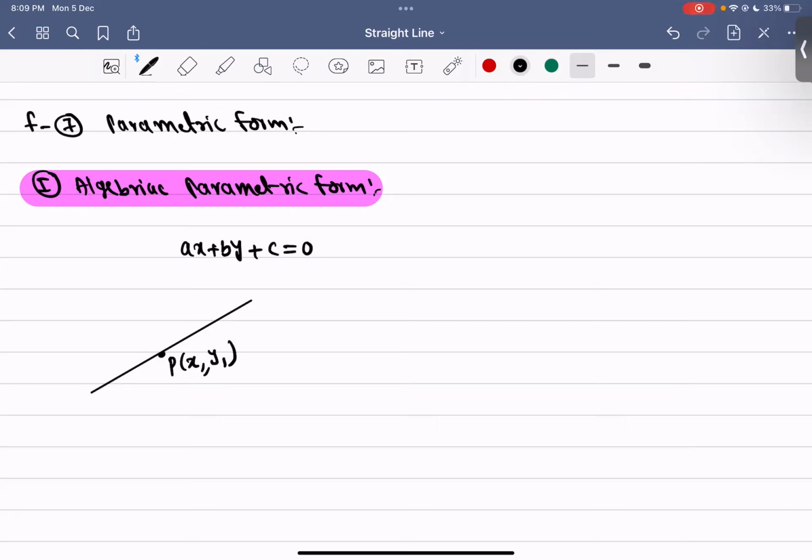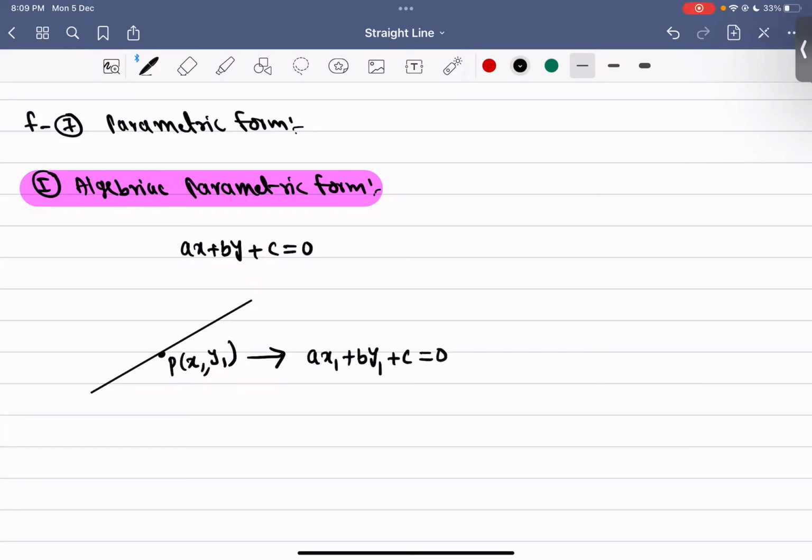Sometimes we will take the general equation of the line, and they will give some data. In the data, some point P(x1, y1) lies on this line. If we just say P(x1, y1) lies on this line, that's not enough. Yes or no? We should write one equation. If P(x1, y1) lies on this line, we should write this equation: ax1 + by1 + c = 0.